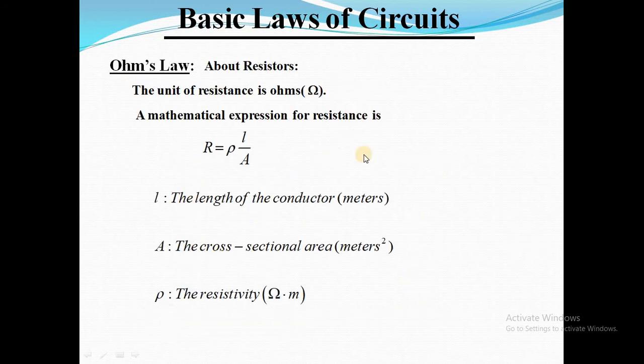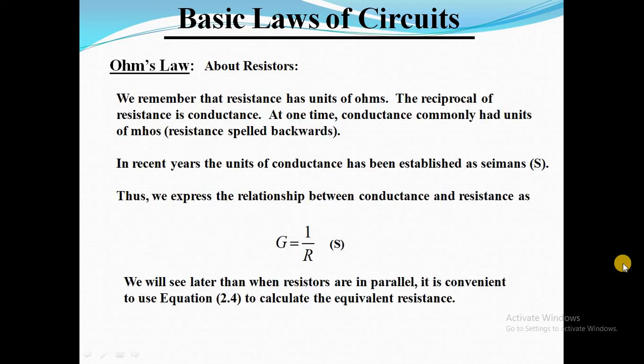Ohm's law about the resistor: the unit of resistance is ohm. A mathematical expression for resistance is R is equal to rho L divided by A. L is the length of the conductor in meters, A is the cross-sectional area in meter square, and rho is the resistivity in ohm meter. So the same we have explained here also.